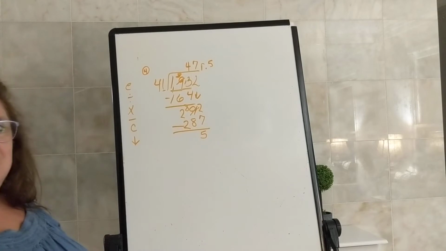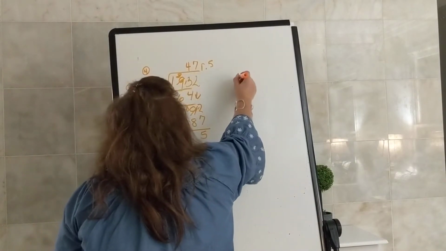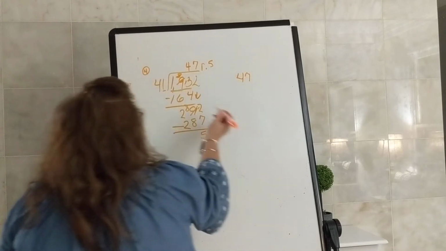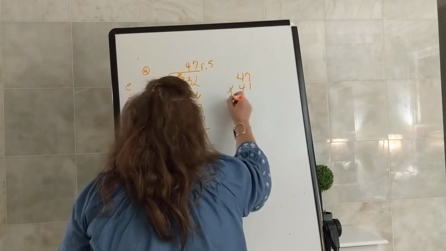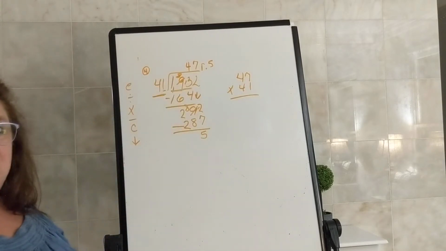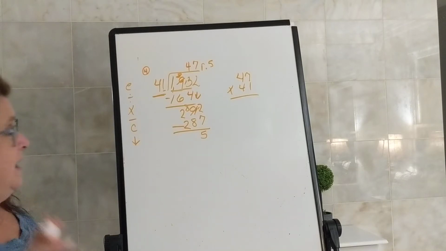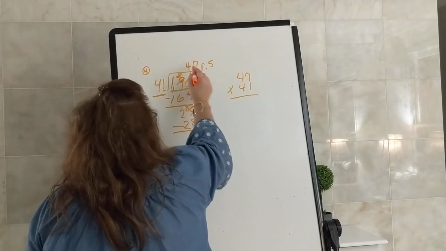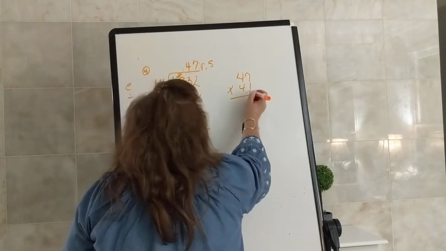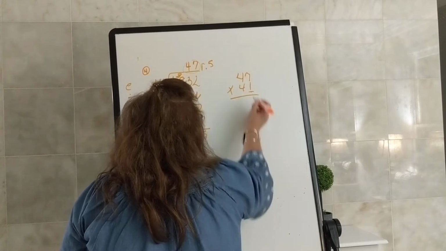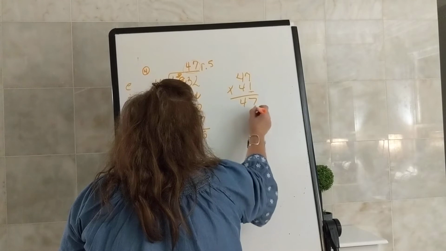So to check my division problem, what I do is I'm going to multiply my quotient 47 times my divisor 41. And you're saying, but Miss McDermott, what about your remainder 5? I'll tell you what about that in just a minute, okay? Right now we're going to multiply the quotient 47 times the divisor 41. So 47 times 1. 7 times 1 is 7. 4 times 1 is 4. I put a 0 in the ones place.